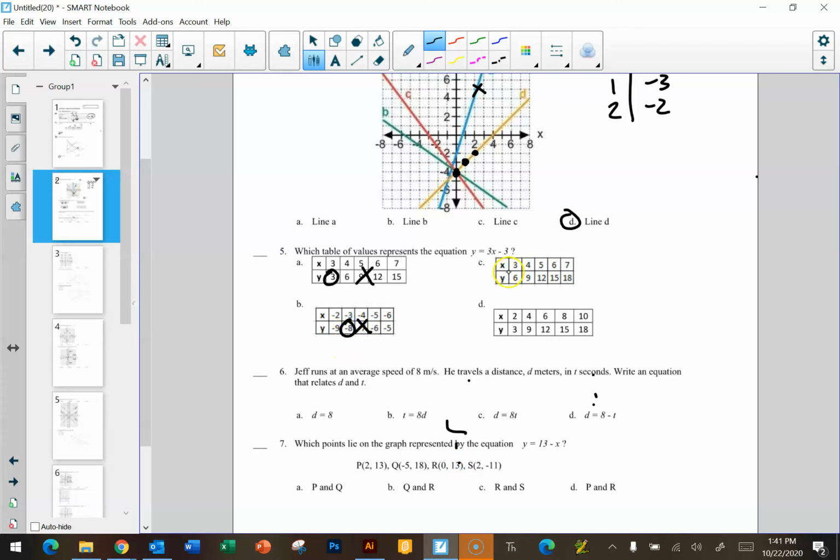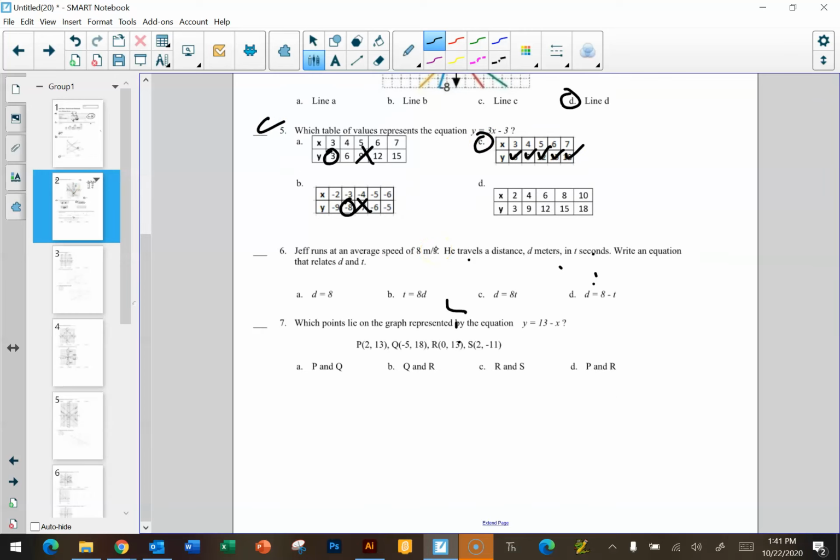Let's check the next one. If x equals 3, it's 3 times 3 is 9, minus 3 is 6. That checks. What about if x is 4? 3 times 4 is 12, minus 3, that checks. Let's check 5. 3 times 5 is 15, minus 3 is 12, and now we know, because it's going up by 3 every time, it's going to work out. So it's going to be C on this one. I'm not even going to bother checking D.